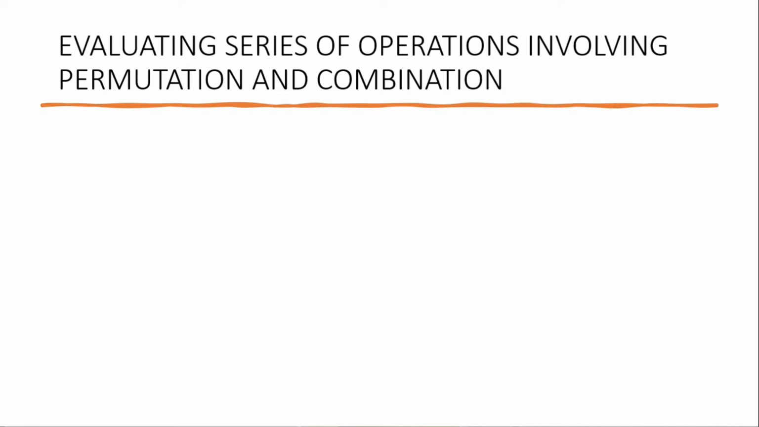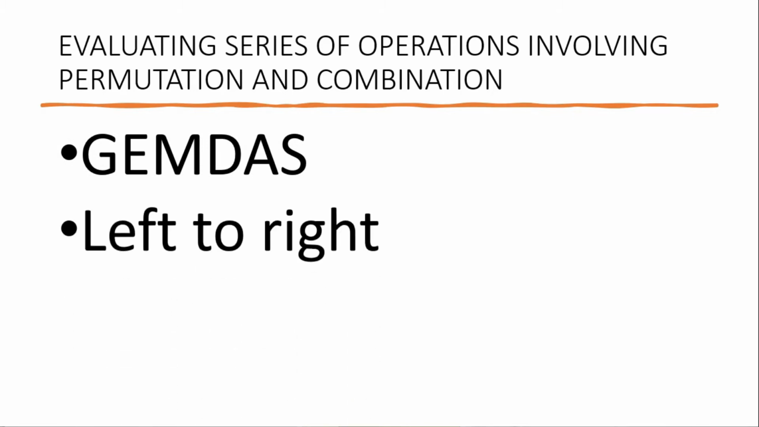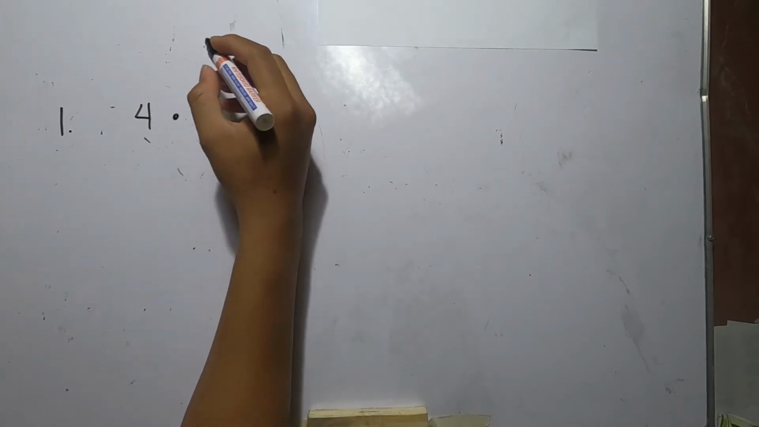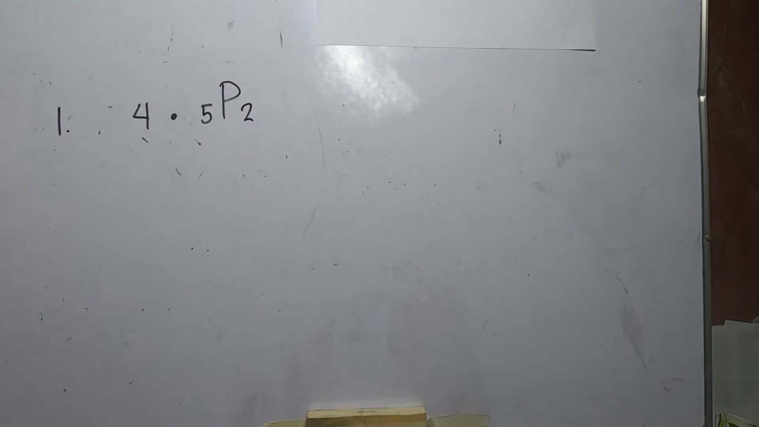When we are dealing with multiple operations or a series of operations involving permutation and combination, we should follow the correct order of operations. The rules of GEMDAS and left to right must be followed correctly. For example, number 1, the given was 4 multiplied by permutation of 5 taken 2.